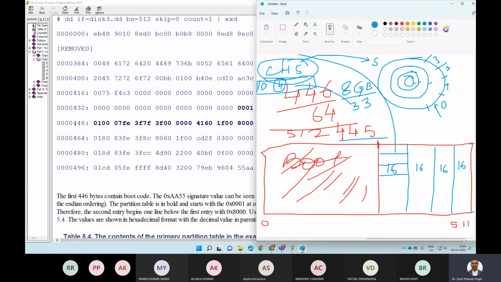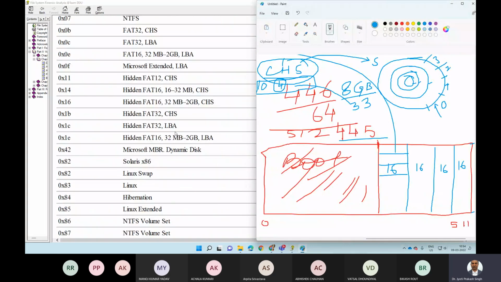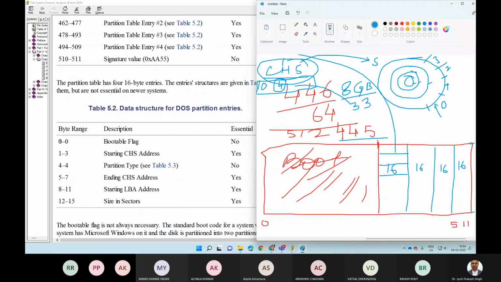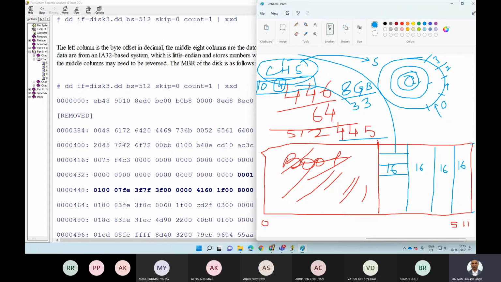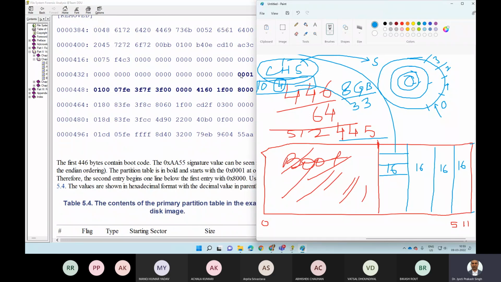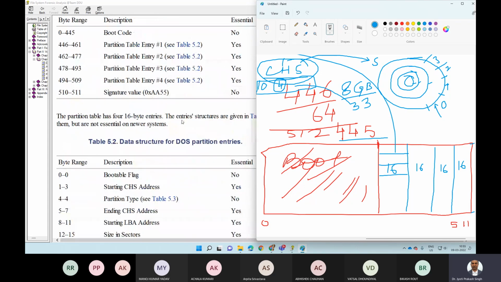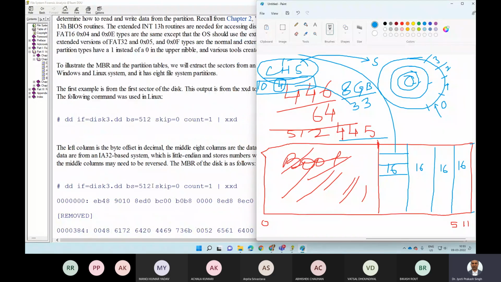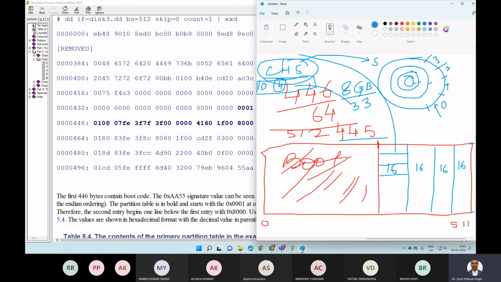So 446, this is 448, so this will be 447, this will be 446. The 446th entry you can see is 00. The first byte, byte 446, is the bootable flag. So it is 0 here, which means this is not a bootable disk. The next 3 bytes, as we see here, are the starting CHS address: 01, 01, 00. These are the starting CHS address, which in this case is not required.